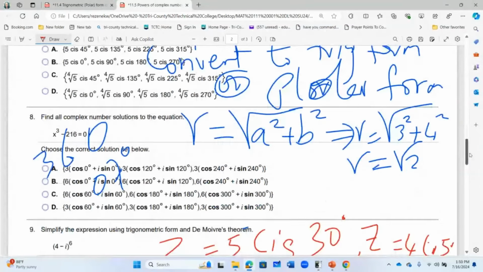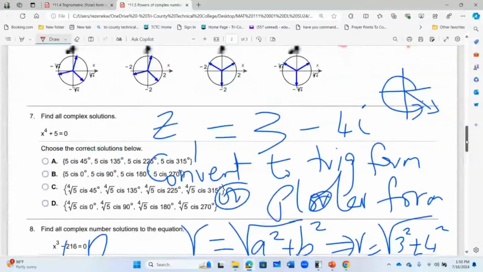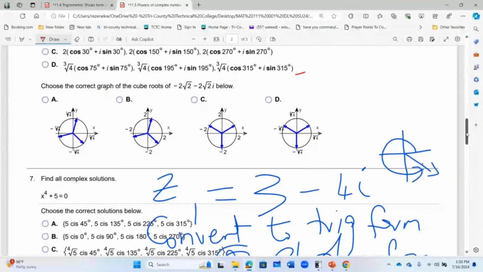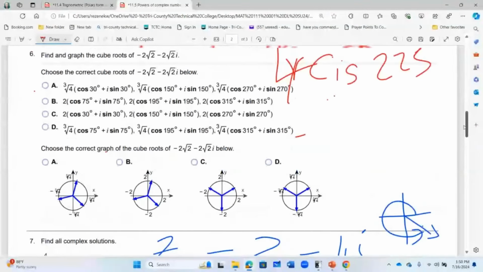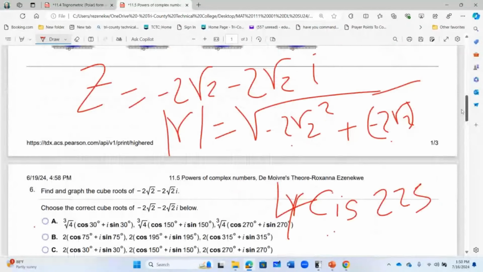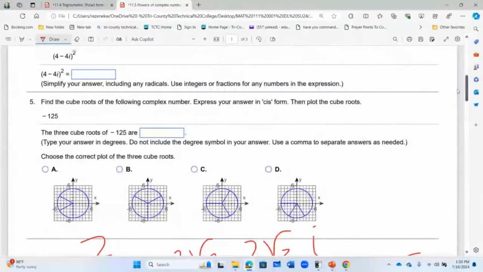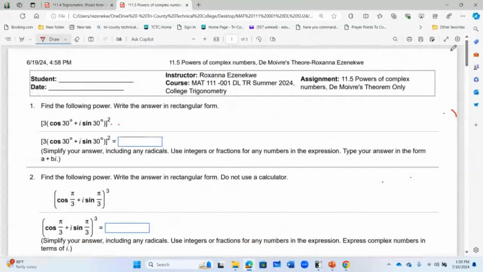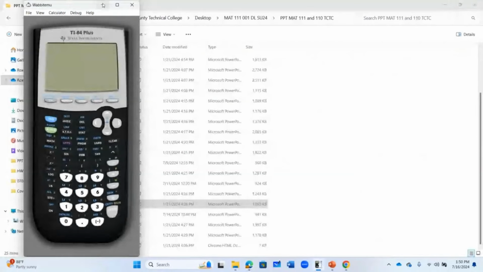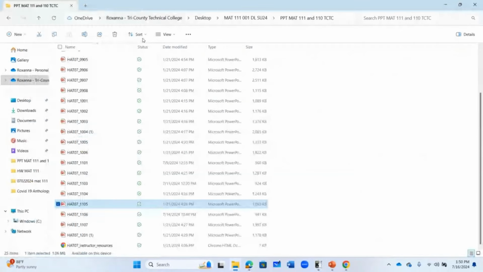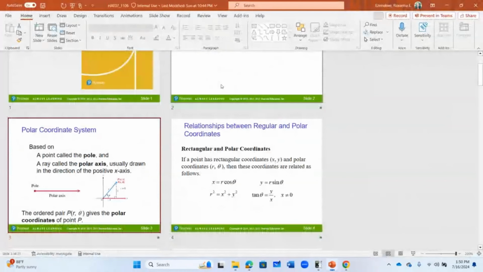But the most important thing is to be able to convert from rectangular to polar and from polar to rectangular. Okay, we're quickly going to go to section 11. I know we're not going to finish it, but let's go to 11.6 and actually start something from there. So 11.6 is the polar coordinates.